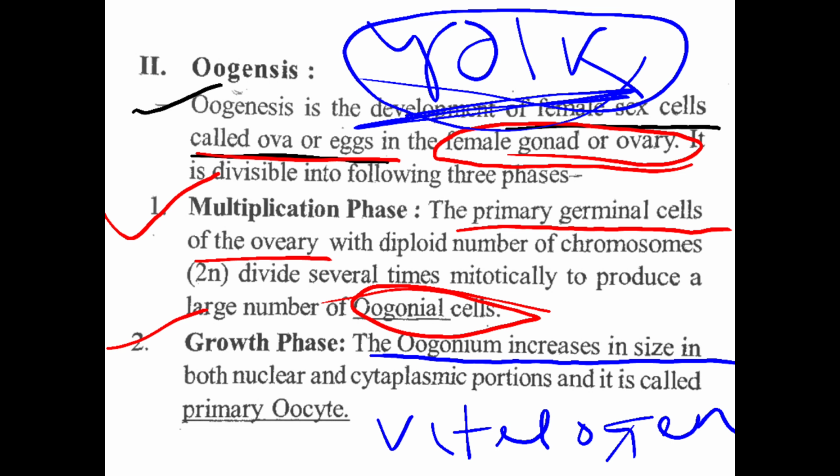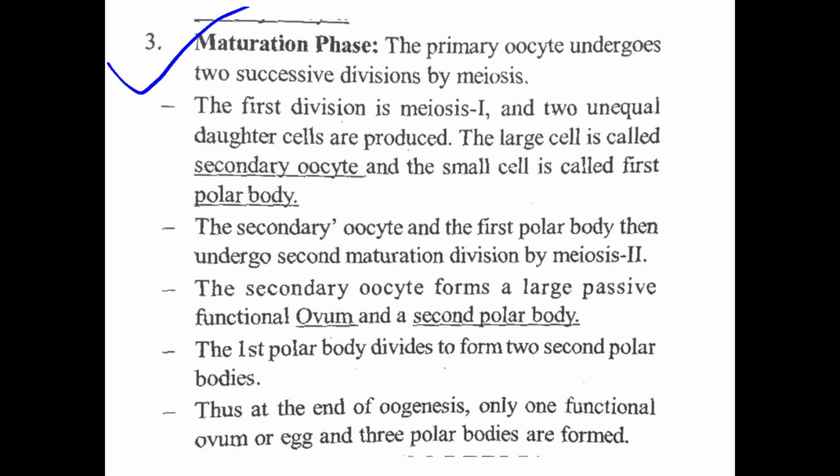Due to this, the primary oocyte becomes large in size and goes to the phase of maturation. So what is the phase of maturation? Let's see.